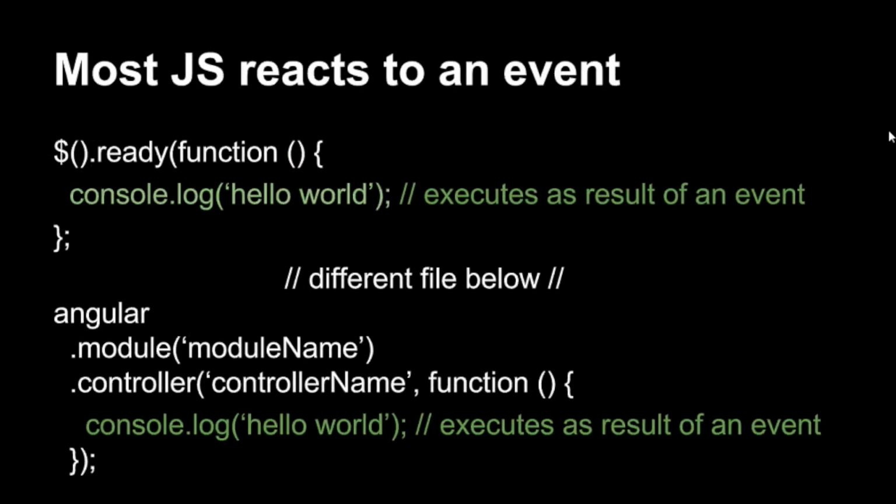So in the first example, when the page is ready, and we can talk about what ready means, but it's an event. When the ready event fires, run this code. And then on the bottom, through some indirection, when a controller is instantiated, which is a result of an event, run this code. So generally, at the highest level of your JavaScript, you don't want to do any real work there other than just registering callbacks, or registering event handlers.